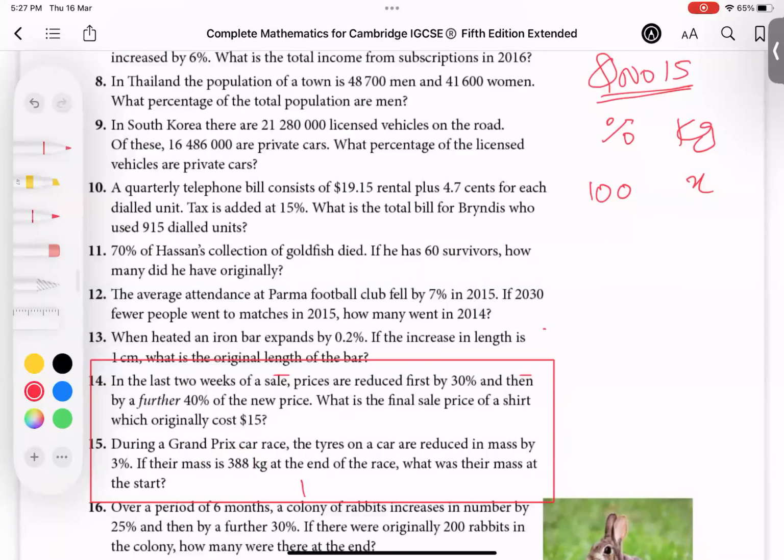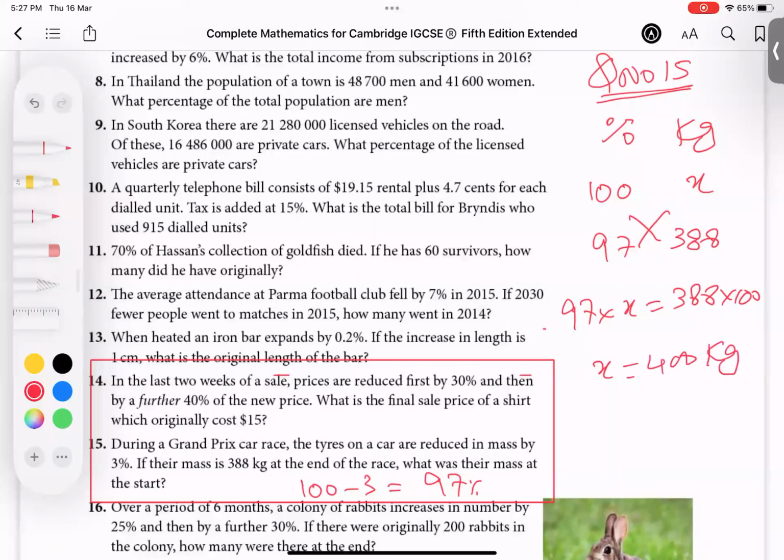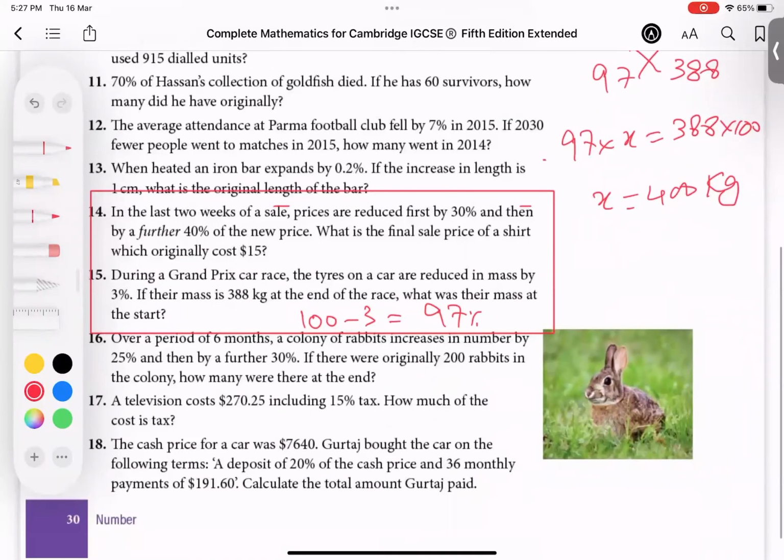After 3%, from 100, if you subtract 3, it becomes 97 percent. And this 97 percent is this many kilograms. So 97 equals 388 and x equals 100. Simply cross multiply. So 97 times x equals 388 times 100. And this 97 will divide on the other side. 388 times 100 divided by 97, and 400 kilograms was the original mass before it started. So I hope the point is very clear.